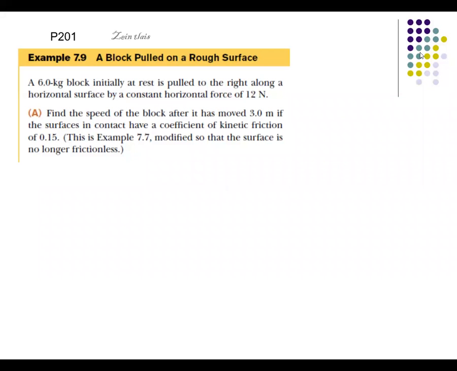Another example from your book, page 201. Here we have an object of mass m equals 6 kilograms, initially at rest, so v initial equals 0. It is pulled to the right along a horizontal surface by a constant force F equals 12 Newtons.